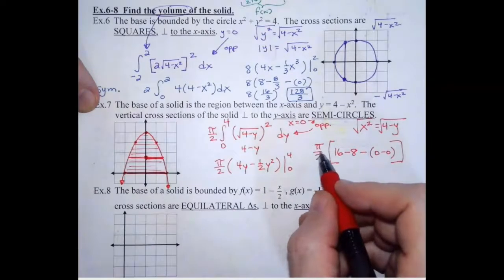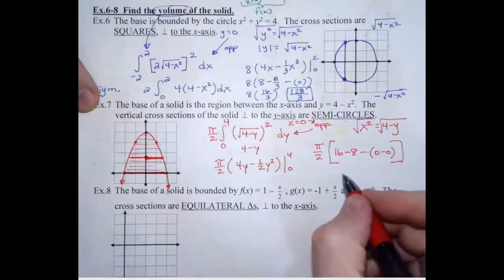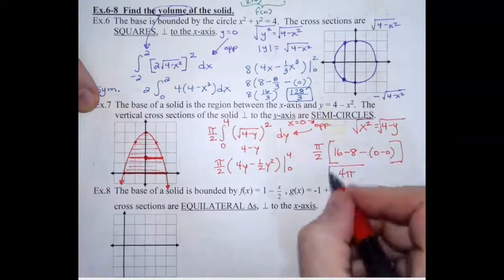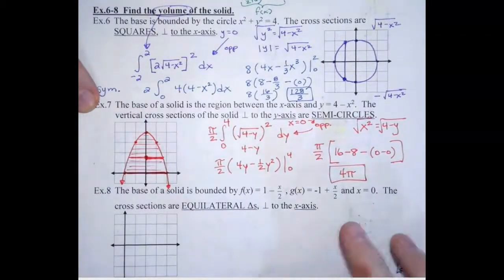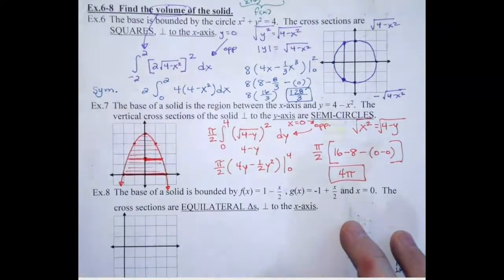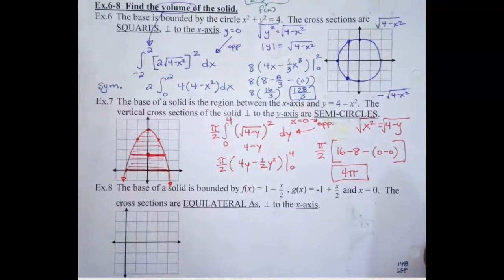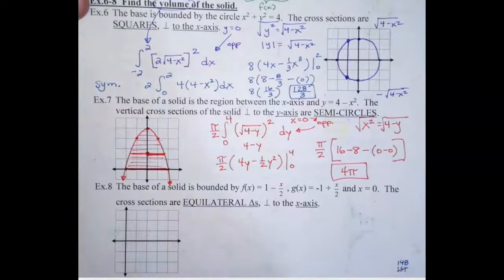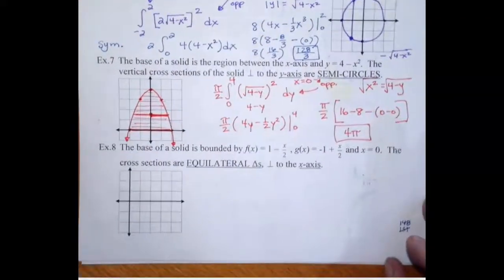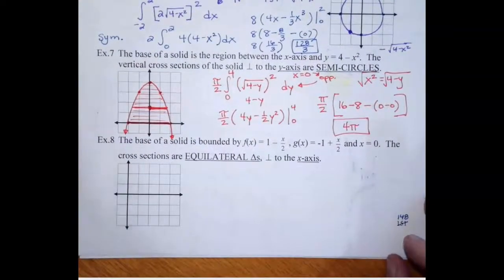So that's 8. 8 times pi over 2 is 4 pi. So the volume would be 4 pi. Okay. We normally don't worry about units unless they specifically say something about that. So let's try another one.